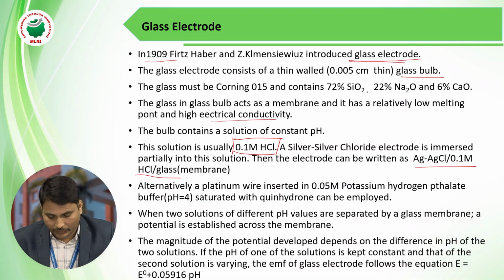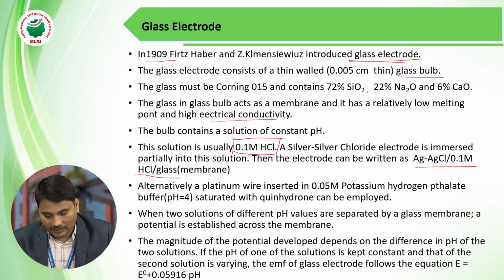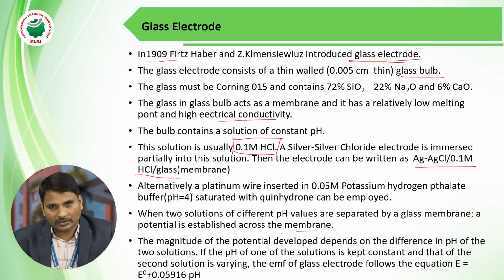When two solutions of different pH values are separated by a glass membrane, a potential is established across the membrane. When this glass electrode is connected with other electrodes, the potential difference varies, and the potential established across the membrane is found with the help of a pH meter or any other meter.